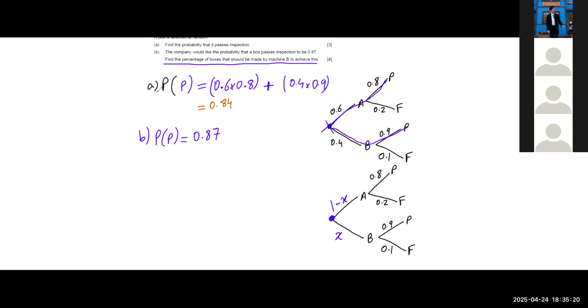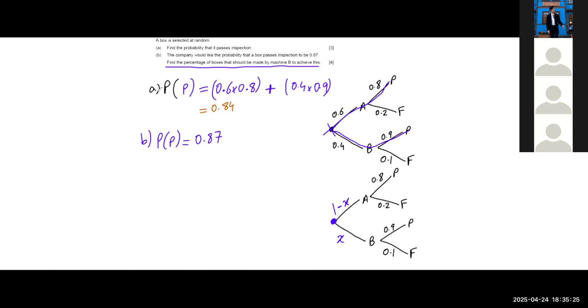How do we find that specific number? We do exactly what we did before. What's the probability of passing via A? Anybody? 0.8. Oh yeah, well, technically that's on me. So let's say that I want to pick A and then pass. So that would be 1 minus x times 0.8, right? Exactly. And then similarly, what's the probability of passing through B?